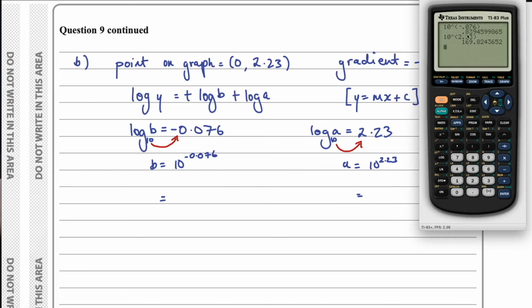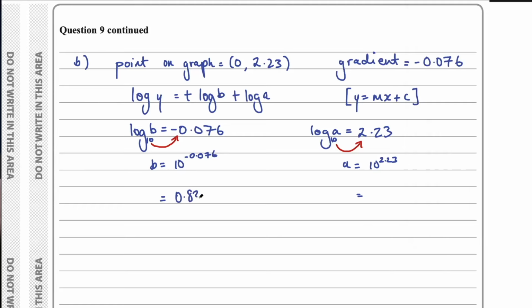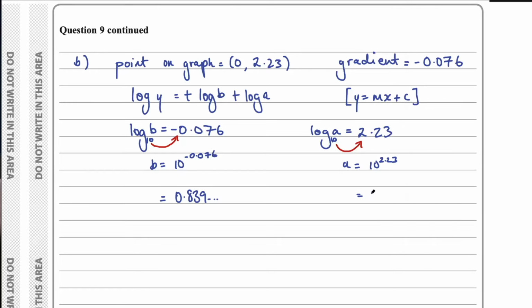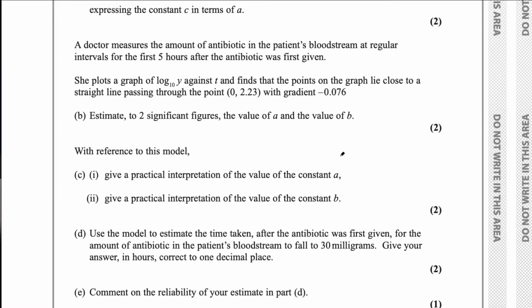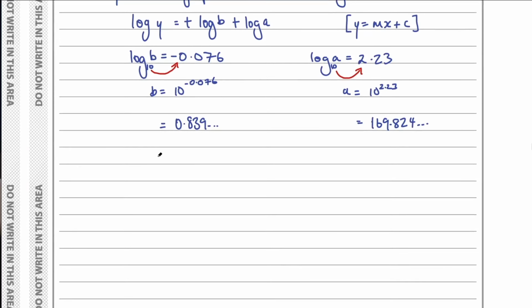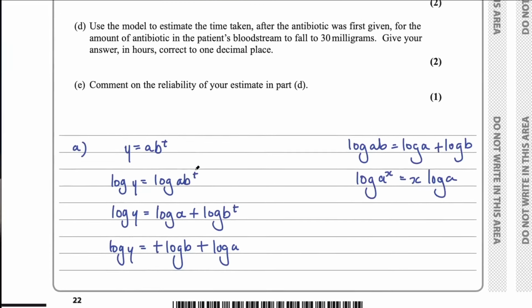For b, I get 0.839, etc. And for a, I get 169.824, etc. And I just want to double check, it said round off to two significant figures. So to round these off, this is going to round off to 0.84, and for this, 9 rounds the 6 up to 7, so this will be 170. Okay, so that was A and B for part B.